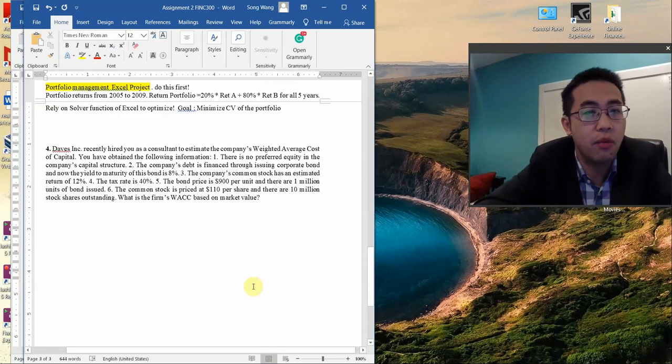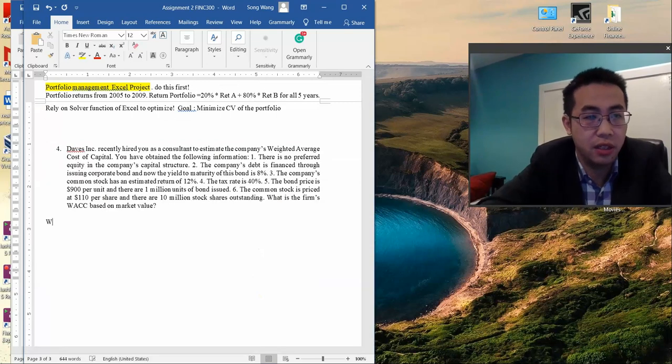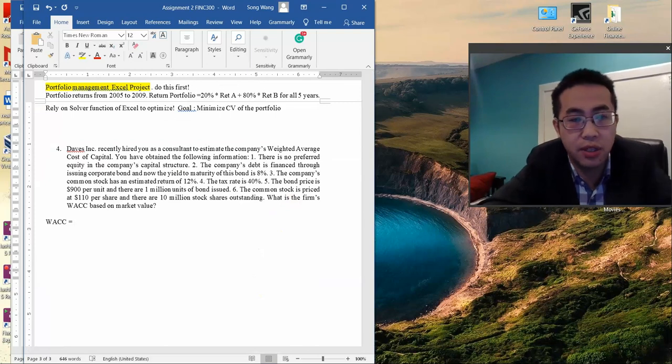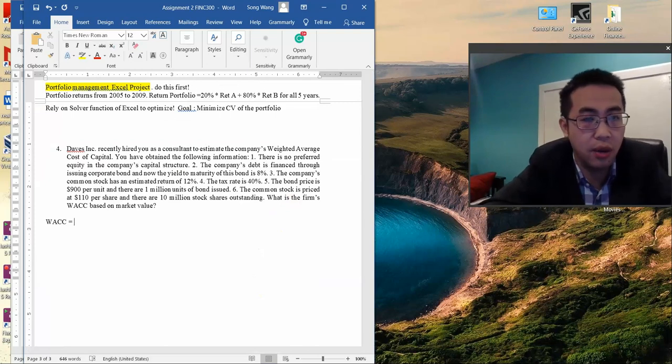Question number 4 is about WACC. You get all these pieces of information and you dissect all of them and put them in the right place. The WACC formula requires you to get the weight of debt times the cost of debt, which is the return of debt, times 1 minus the tax rate, plus the weight of equity times the return of equity.